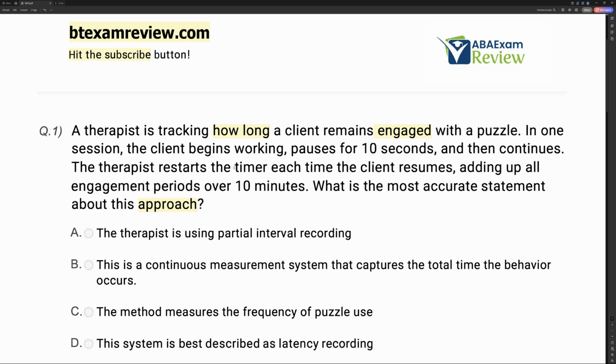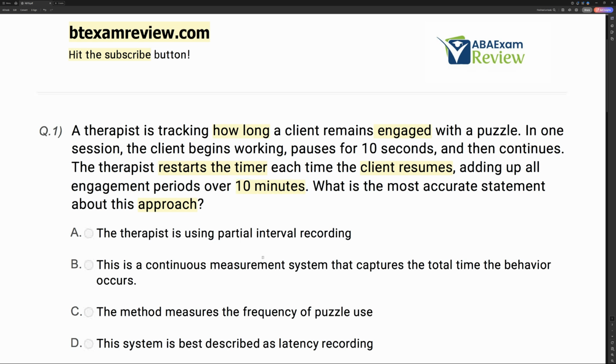Now, in this case, the client is working and then pauses for 10 seconds and then continues. The therapist is stopping the timer and then only restarting the timer when the client is working. So essentially, the therapist over 10 minutes is timing how long that client worked throughout the entire 10 minutes. So, what could you say about this approach?